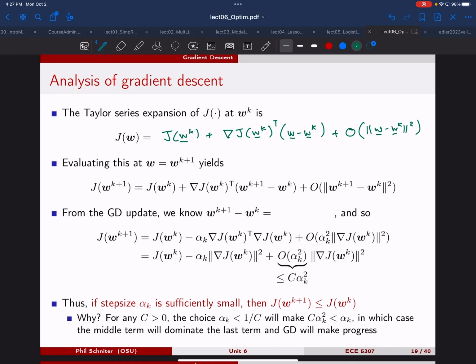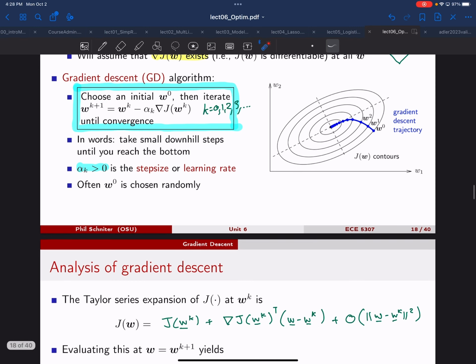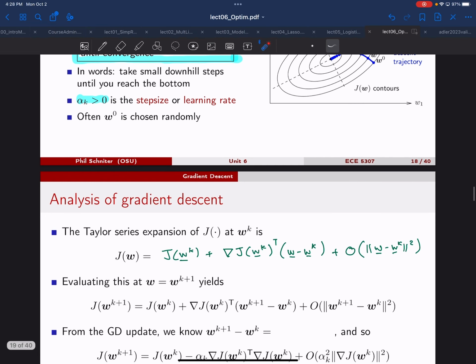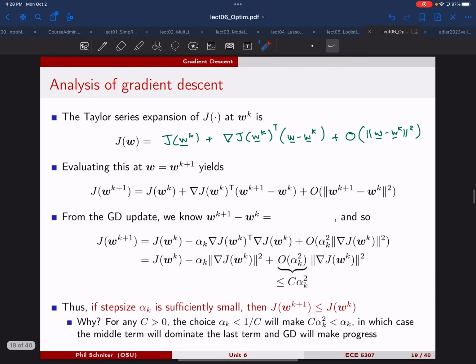Okay, so that's the Taylor series expansion that we've seen before. And so the next step is to evaluate this for the specific W that is the output of our gradient descent step. So you can say this is like the input to that step, and this is the output of that step. And there's a nice thing, if you notice, if you take this equation and you subtract W_k from each side, well, actually, let's look at this equation first.